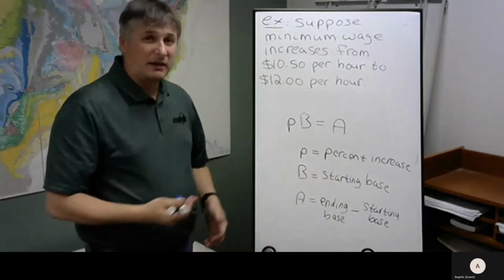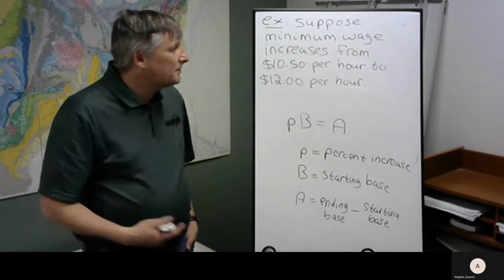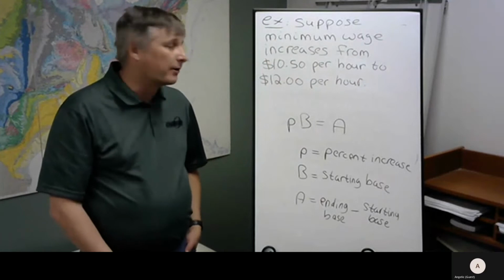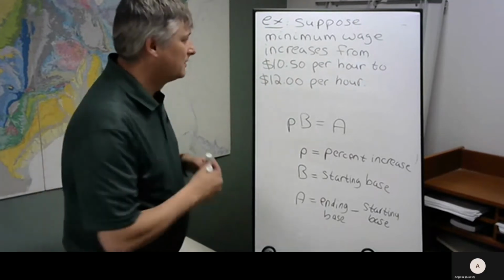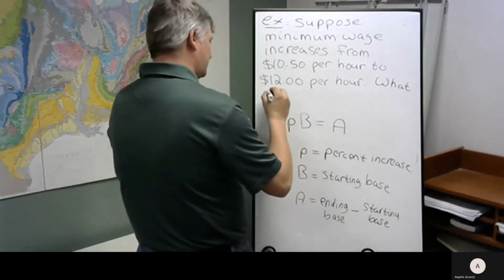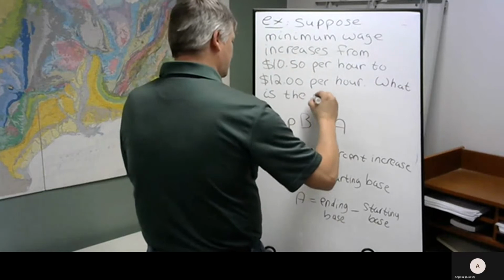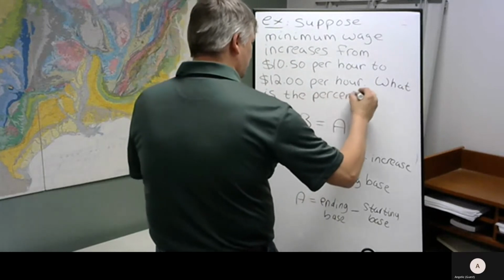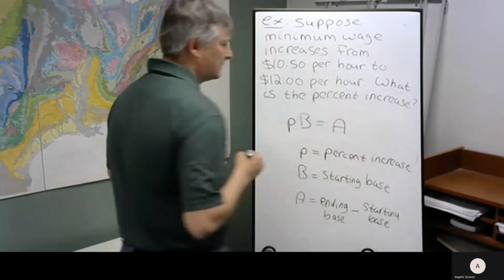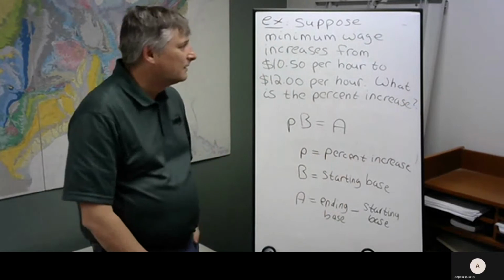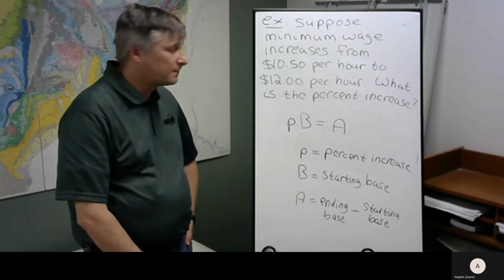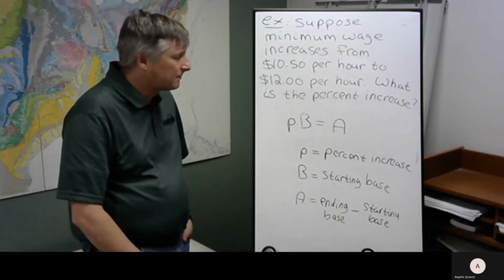So there's a lot of talk in the news about increasing the minimum wage. Now let's say you increase the wage from $10.50 per hour to $12 per hour. So the question we would have is this. What is the percent increase? So we're going to take a minimum wage of $10.50. We're going to increase it to a minimum wage of $12. What is the percent increase?